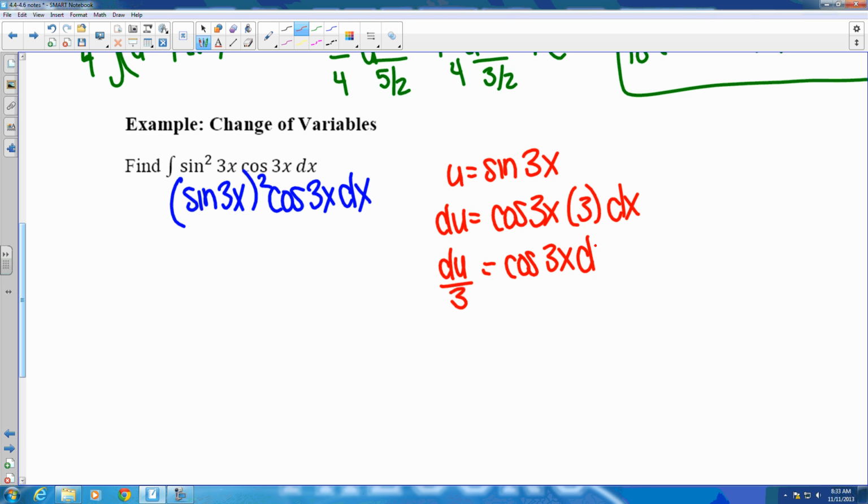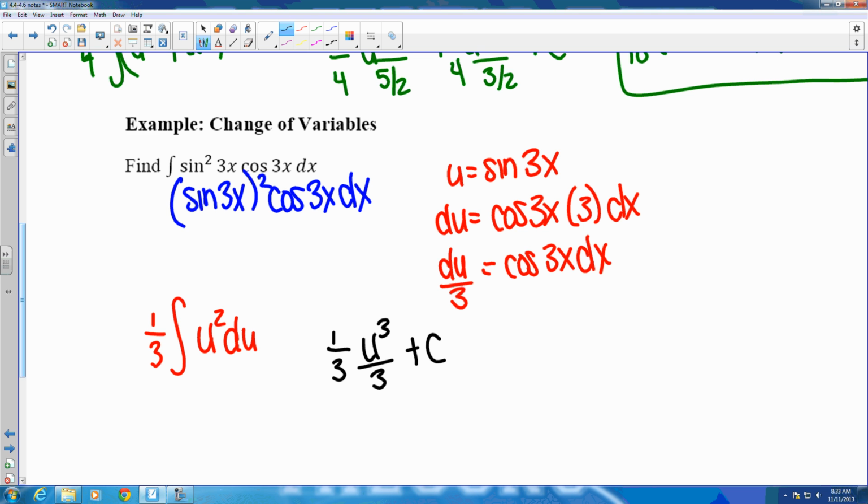Now our du matches. So we bring that 1/3 out the front of the integral. We have u squared du. Take the integral of that. 1/3 u cubed over 3 plus c. 1/9 times sine 3x cubed plus c.